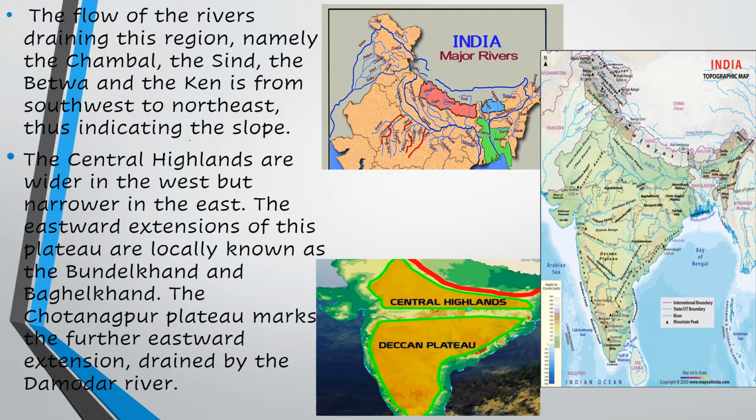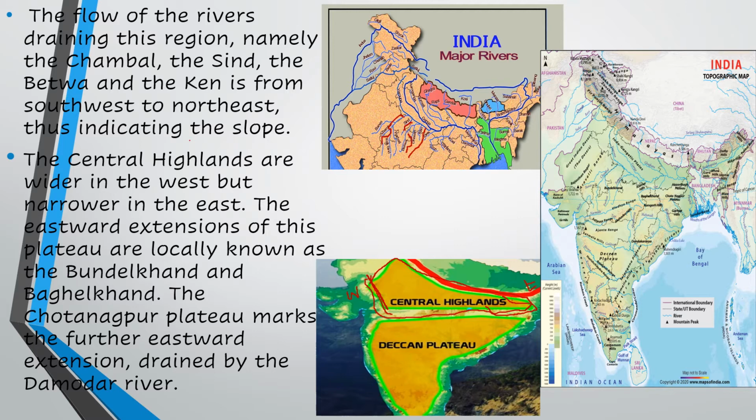The Central Highlands are wider in the west. We are talking about the Central Highland, this particular part of the Peninsular Plateau, children. Yes, now these are wider in the west. So this is the west part. You can see this particular portion is wide, breadth is big. It is wider in the west but narrower in the east. You can see it is narrow. This is not wide, but it is going narrow in the east.